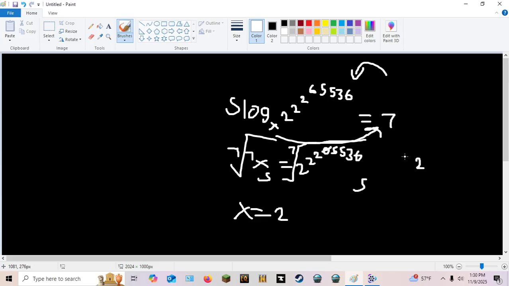So let's check our work. I can rewrite 2 tetrated to 7 as 2 raised to 2 tetrated to 6. 7 minus 1 is 6. And then I know that 2 tetrated to 6 is 2 raised to 2 raised to 65,536. I don't have enough space. Indeed, x equals 2 is correct.